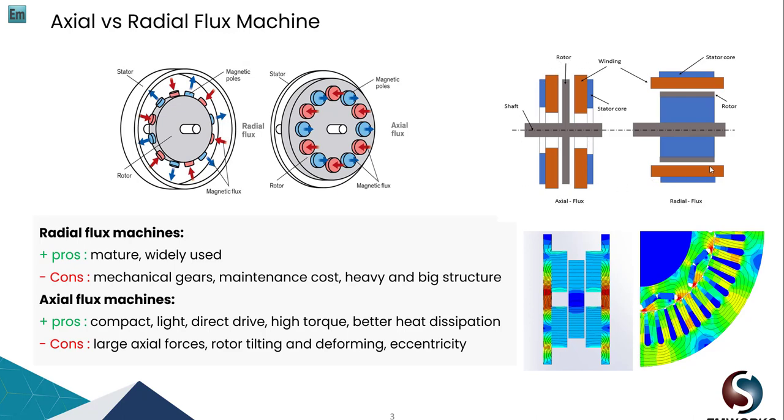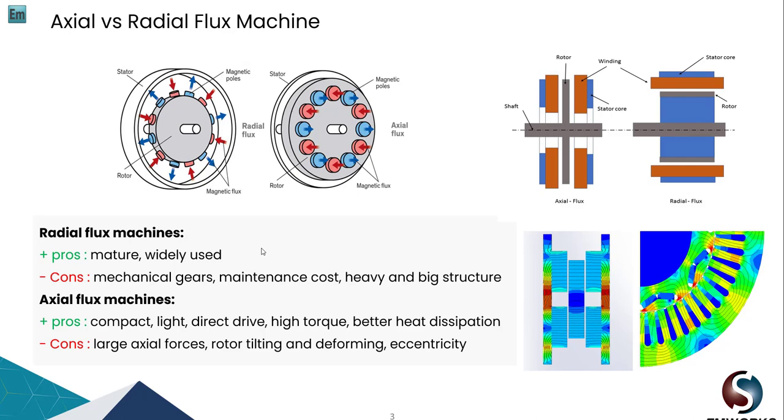Now, when it comes to the radial flux machine, the flux is radial, and the permanent magnets and the winding are configured differently. Here we can show you some plots using our EMOX2D and EMOX EMS software of the magnetic flux density path. So what is the difference between these two machines? The radial machines are very old, more than 100 years old, mature, not expensive, widely used, widely available.